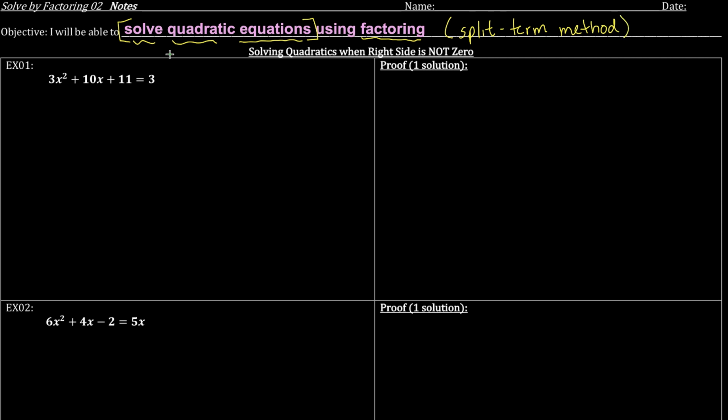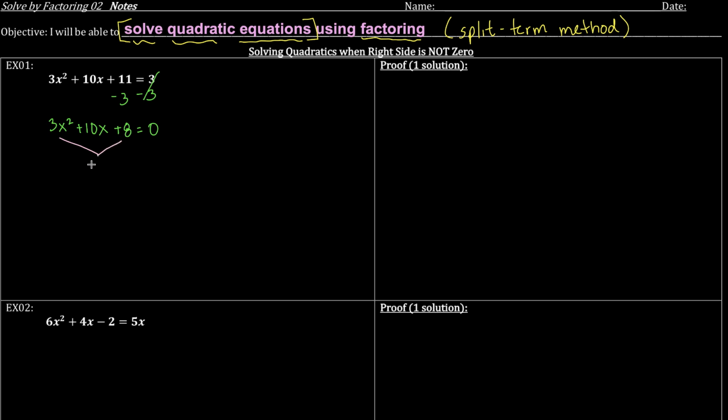Alright, so we have this 3x squared plus 10x plus 11 equals 3. In the previous lesson, we always made it equal 0. It was like equal 0, equal 0, equal 0, right? So this does not equal 0. So all we have to do is make it equal 0. Minus 3, you get 3x squared plus 10x, and then we get plus 8 equals 0. We need this to be 0. Now we go ahead and we factor as usual using the split term method.